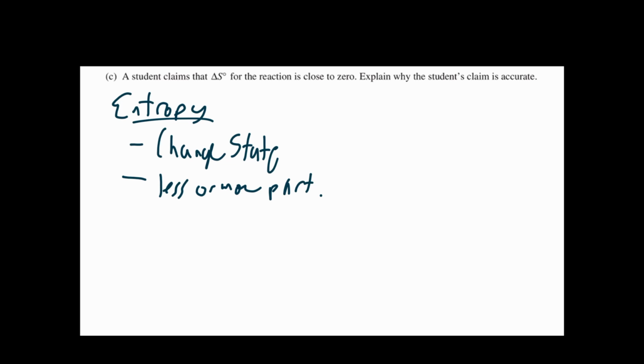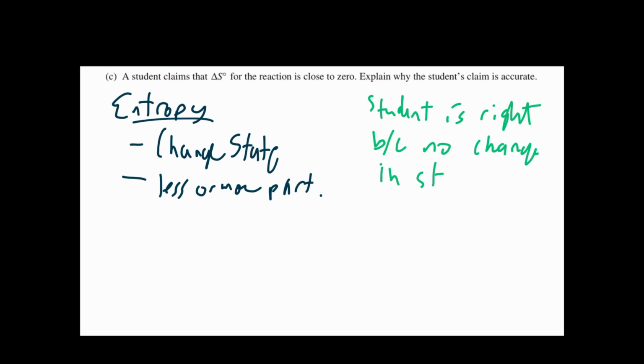So we have to say that the student is right, because there's no change in state or number of particles. And that's really all you need to say for this question. It kind of explains itself.